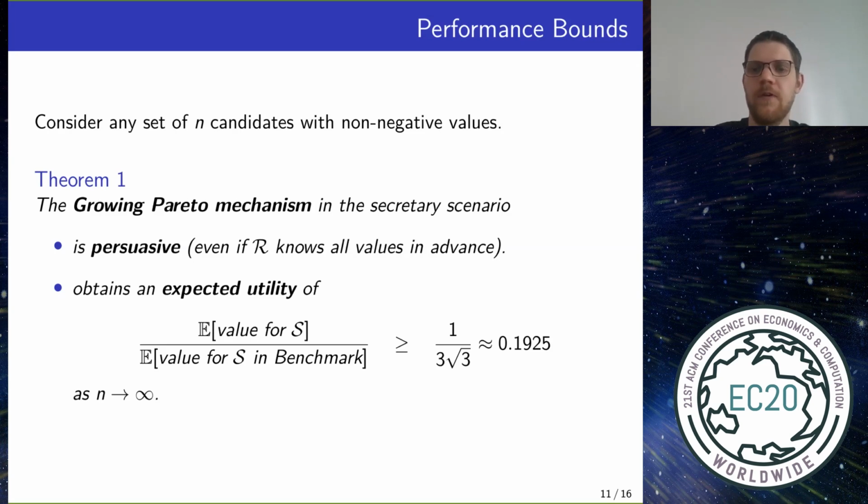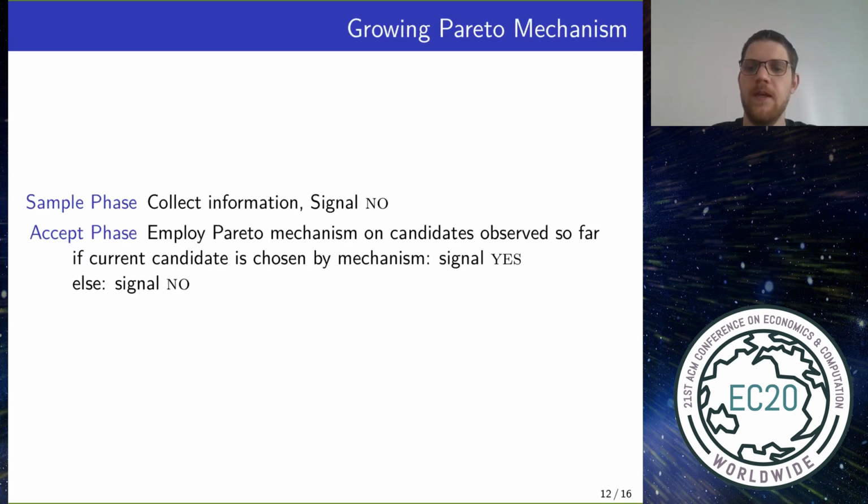So why is it called the growing Pareto mechanism? Well, it works the following way. At first, it samples a few candidates to get a feeling for the candidate values and signals no in every round. And then with the growing set of candidates, it employs the original Pareto mechanism in every round and signals hire if the current candidate is the one that is recommended by the Pareto mechanism for this subset of candidates, and it signals no in the other cases.